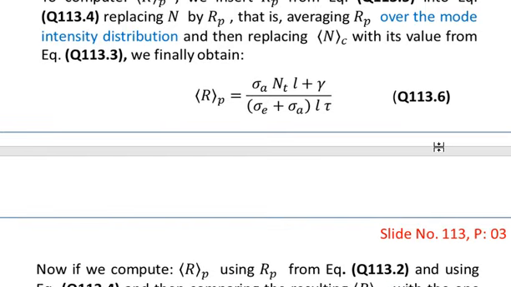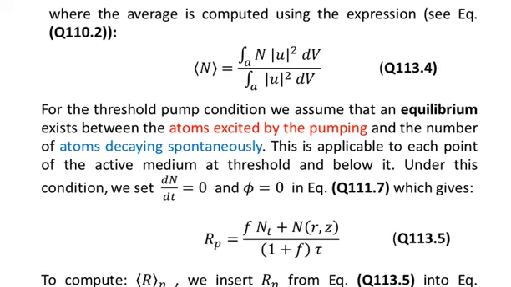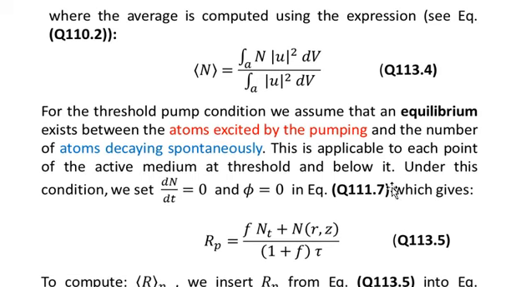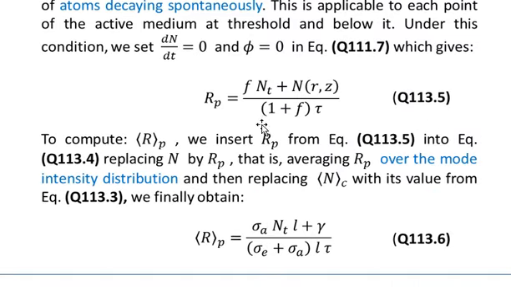So you see that this value of Rp is what we calculated using our rate equations, which was given by equation number 111.7. By setting dn over dt equal to 0 and by setting phi equal to 0, we obtained the value of Rp, and then we calculated the average value of equation number 5, which is shown in equation number 6.